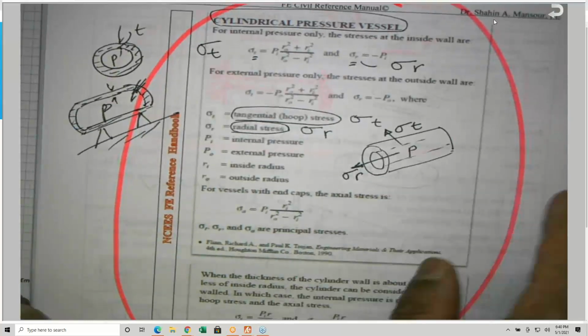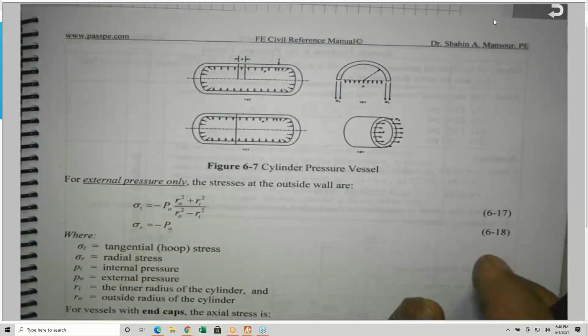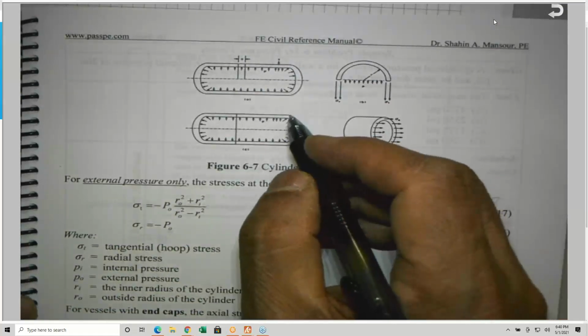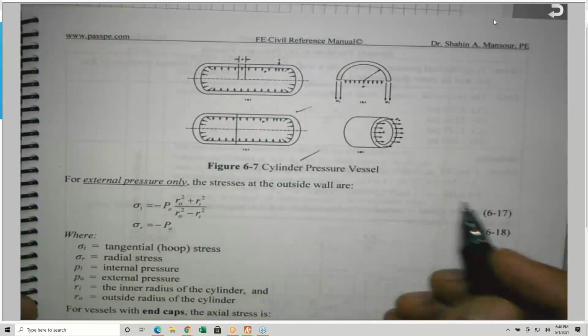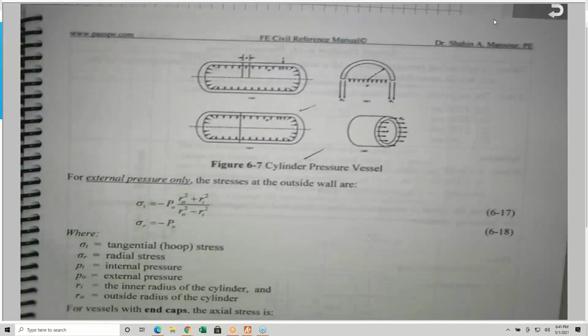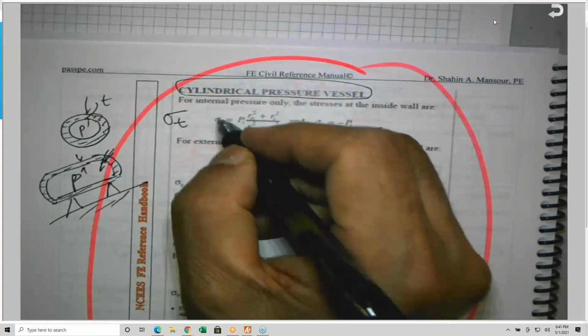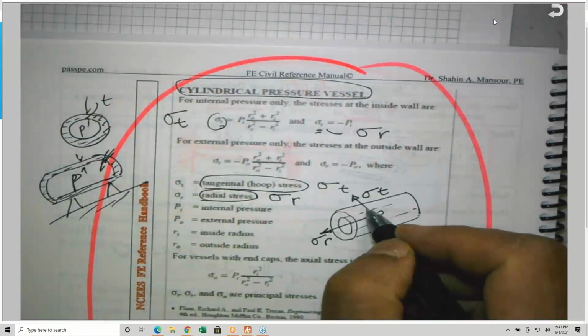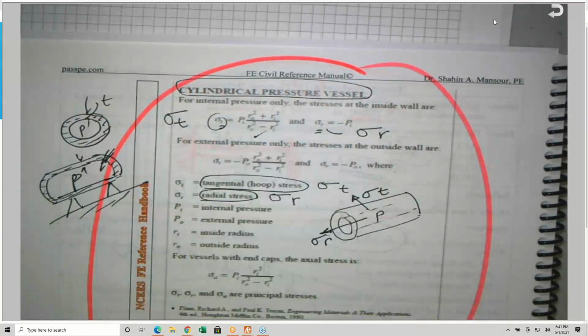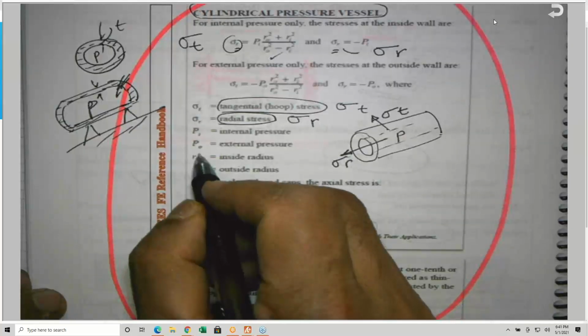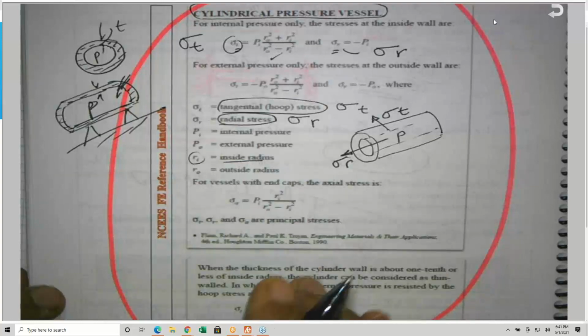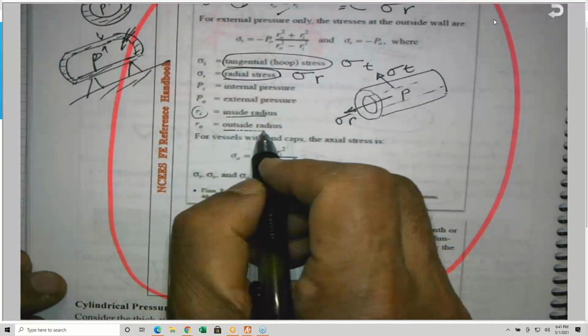So these definitions are given as, I believe I have some drawing here. Just basically the pressure, and so the tangential stress is given by this equation, where Ri is the inside radius and Ro is the outside radius.